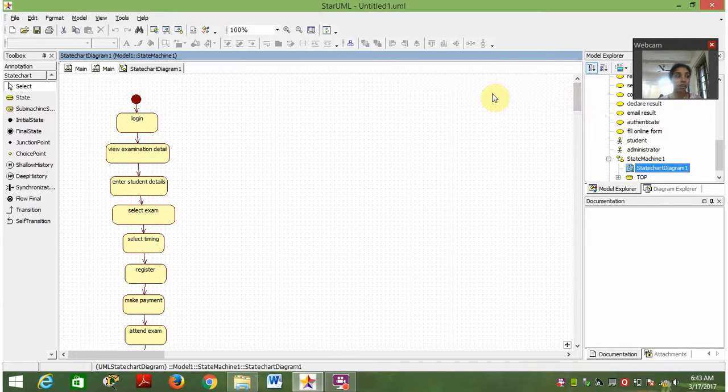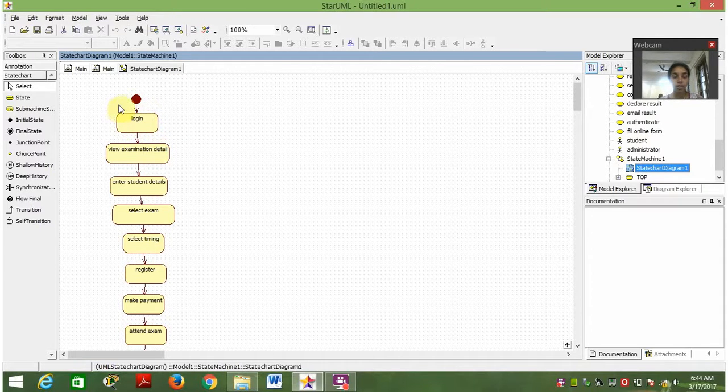The state notation marks an entity, and it is indicated using a rectangular box.